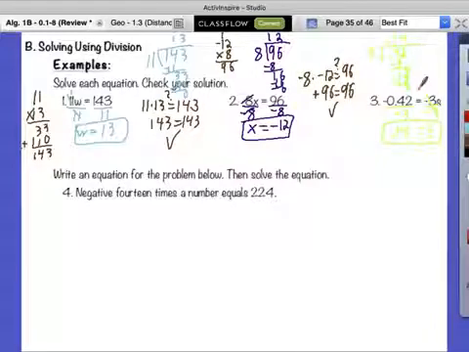Write an equation for the problem below and solve the equation. Negative 14 times the number equals 224. I want everyone to try writing the equation on their paper and then hold. Once you have the equation written, raise your hand, okay?